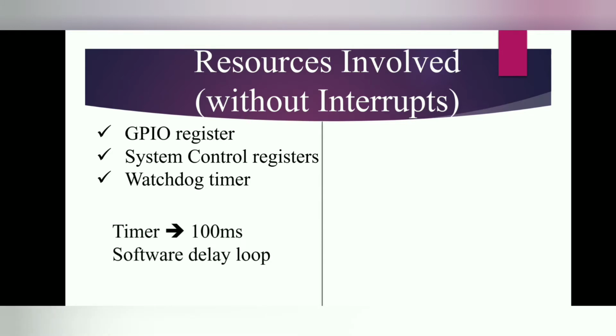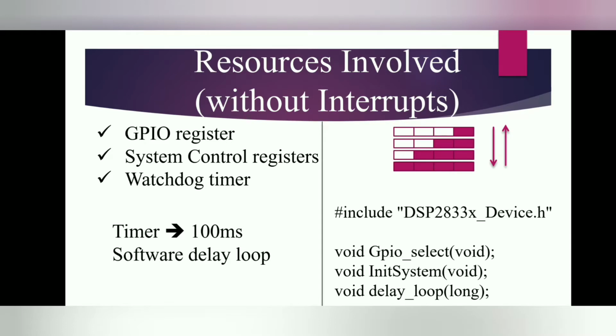In this example, we are going to blink the LEDs in the form of 0001, 0011, 0111, and 1111, and it will keep repeating. So the sequence will go from the LSB being 0, then 1, 1, 1, and so on, and again it will repeat. Now we'll start with our source code. As you can see here, it has the include dsp2833x underscore device.h. This is the library.